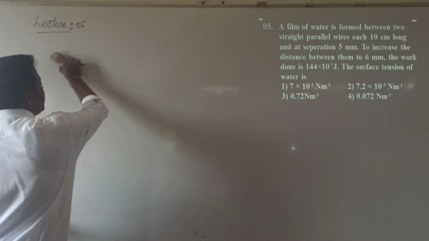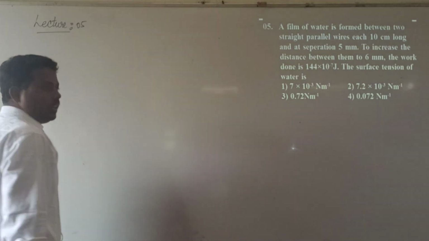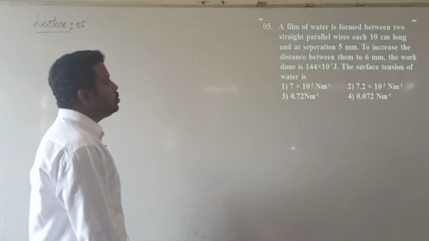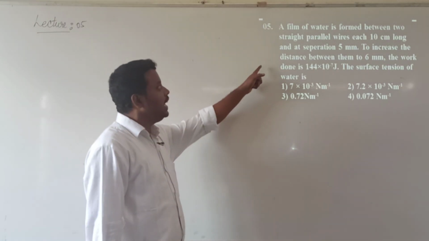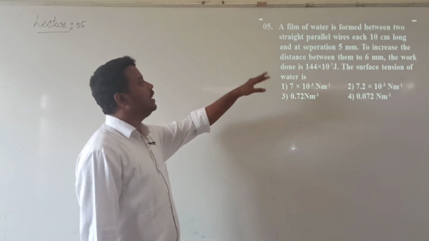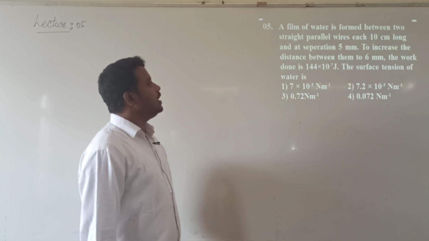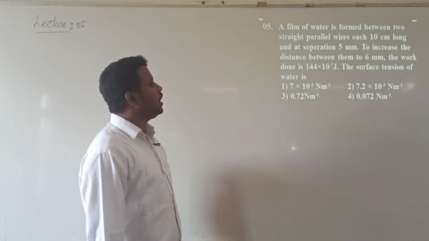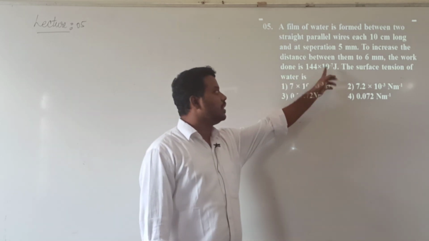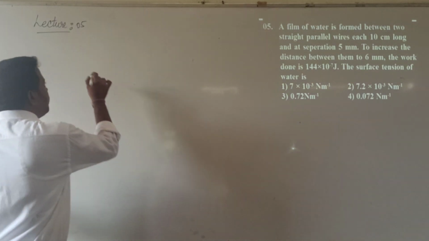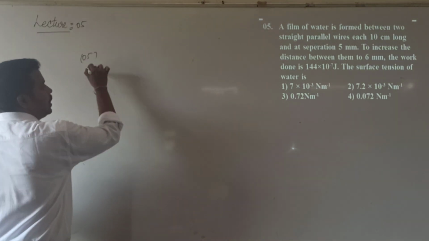This is the last question for this class. A film of water is formed between two straight parallel wires, each 10 centimeters long and separated by 5 mm. To increase the distance between them to 6 mm, the work done is 144 × 10^-7 joules. What is the surface tension of water? Important question, this one.